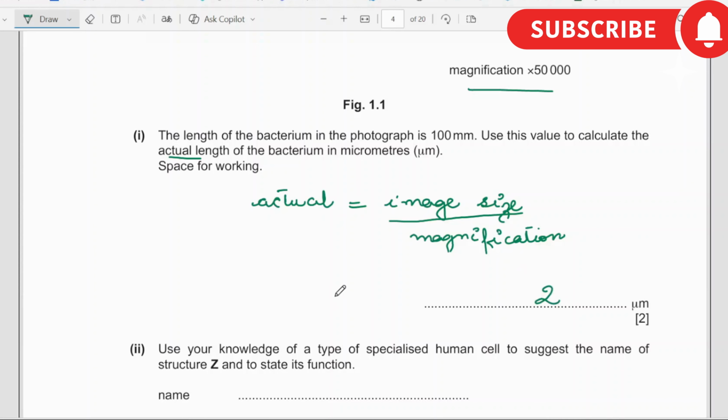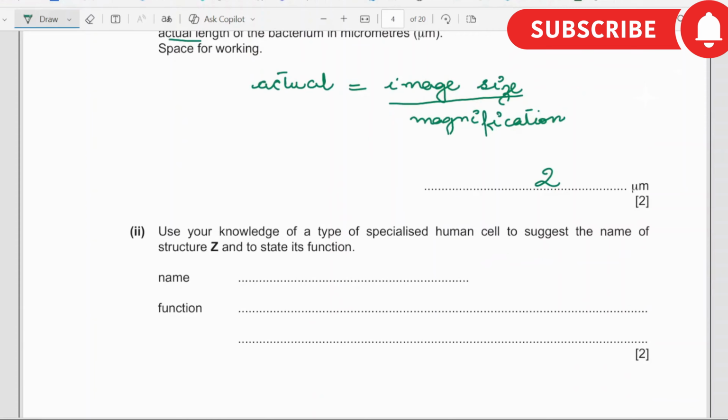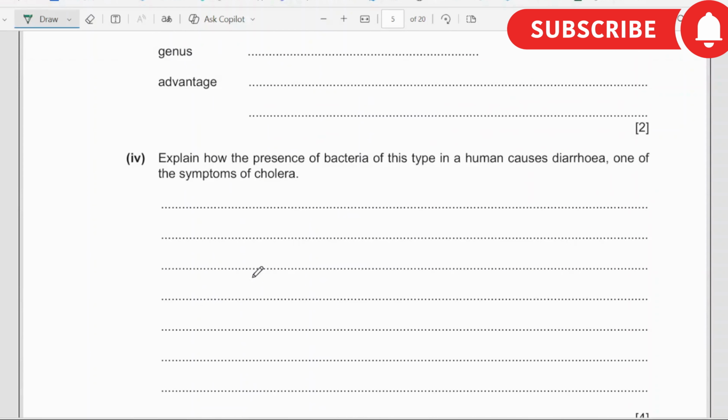Next one. Use your knowledge of a type of specialized cell to suggest the name of structure Z and its function. Yeah, it's flagellum. Okay, and what's the function? Shall we write provide? No, allows movement. Okay, let's move to the next question.